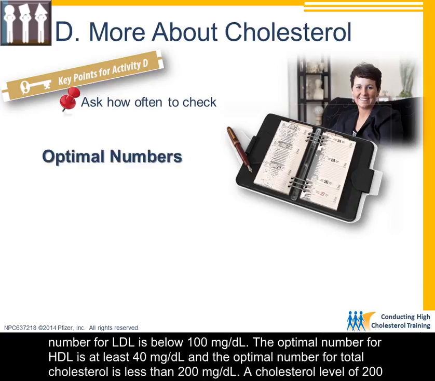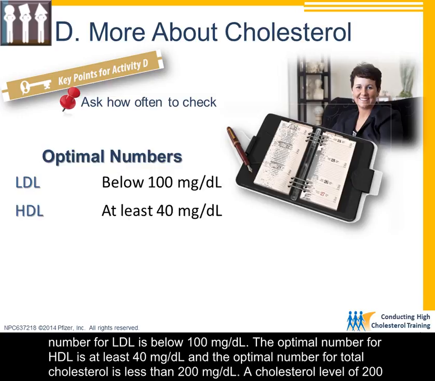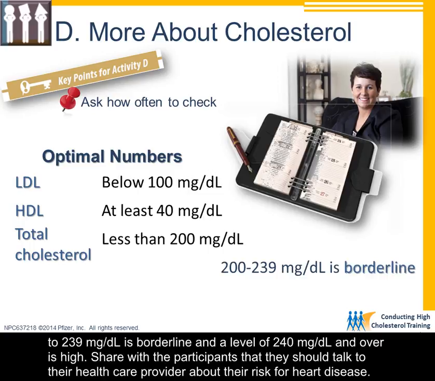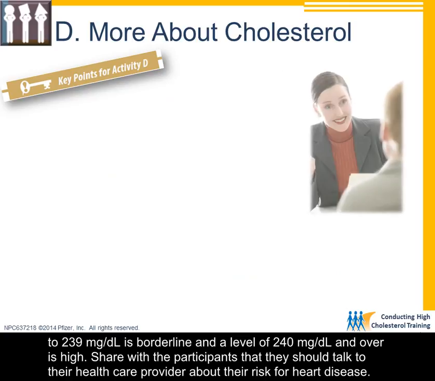The optimal number for LDL is below 100 mg per deciliter. The optimal number for HDL is at least 40 mg per deciliter, and the optimal number for total cholesterol is less than 200 mg per deciliter. A cholesterol level of 200 to 239 mg per deciliter is borderline, and a level of 240 mg per deciliter and over is high.